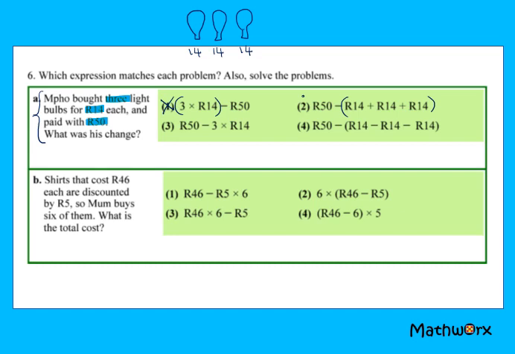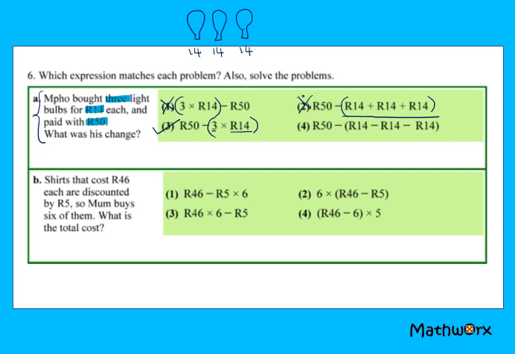Let's look at 3. Now 3, we have 50 Rand minus 3 times 14. Remember, we're buying 3 light bulbs for 14 Rand each. So I think 3 is our correct answer because it writes 3 times 14 very nicely for us. We don't have to write it out so many times like we did in 2. And it's got the big number in the front, the 50, minus the price that we are paying. So I think 3 is the correct answer.